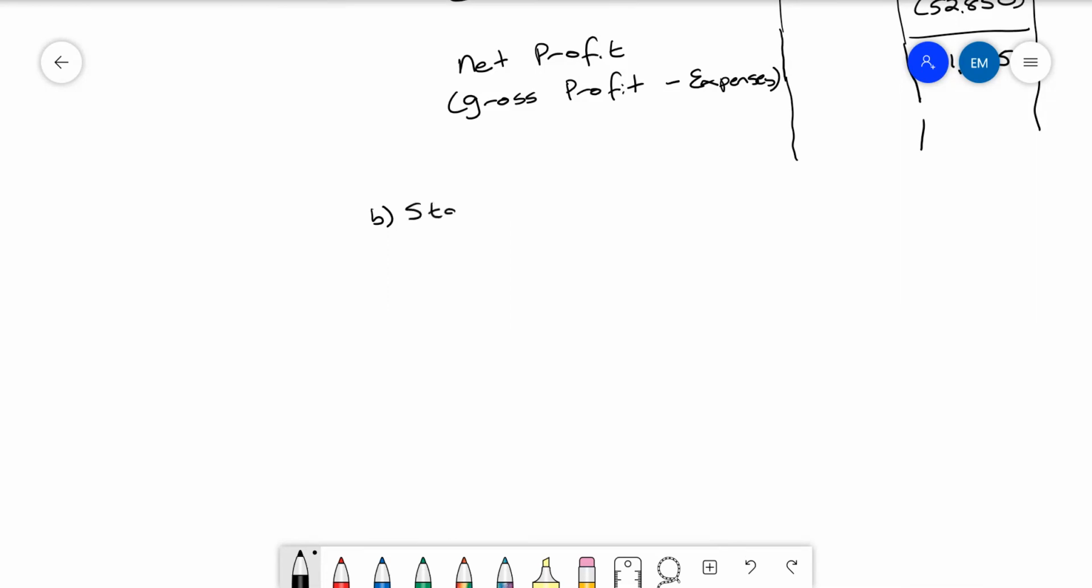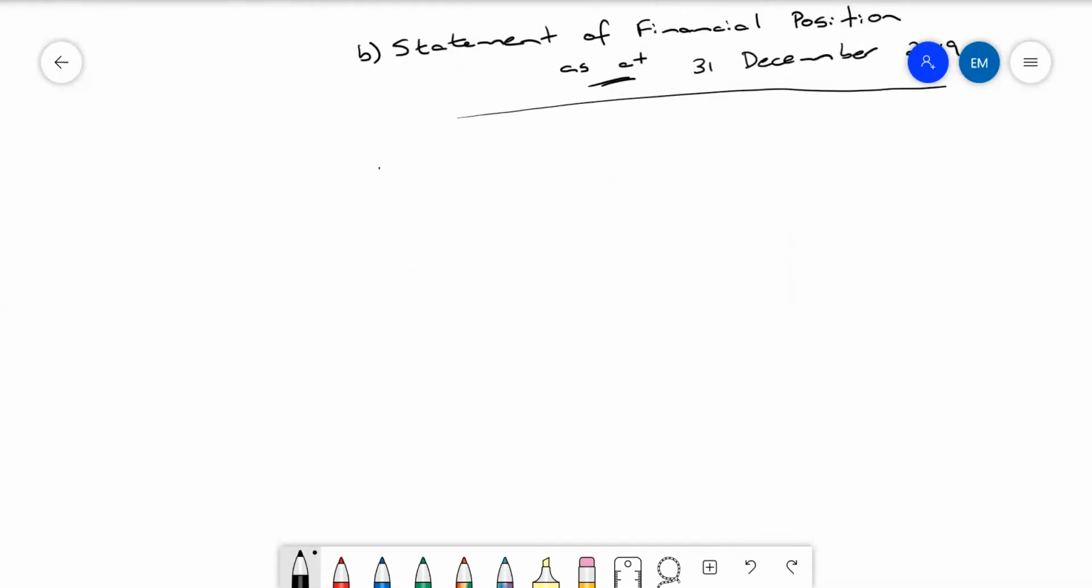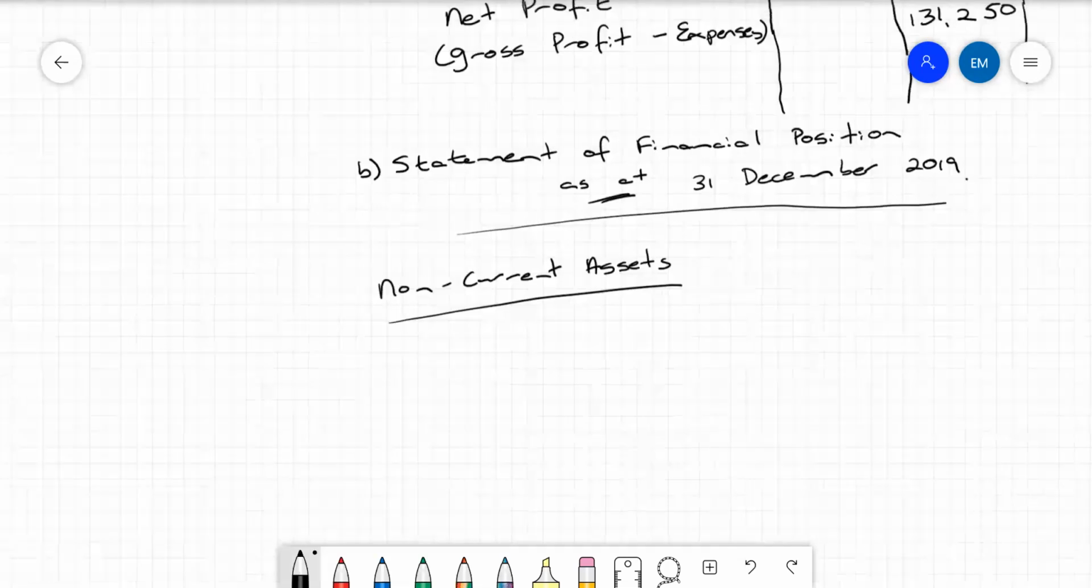So we have the statement of financial position. Dates are very important, and we've as at the 31st of December 2019. So we always start our statement of financial position with our listing of non-current assets. So our non-current assets are those assets that we anticipate that we are going to own in the business for a period of greater than a year.